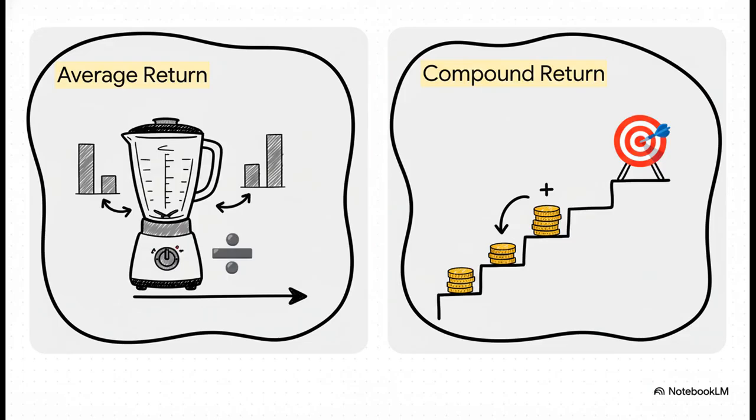The average return is kind of like a blender. It just tosses all the numbers in and mashes them together. But the compound return, that's more like climbing a staircase. It understands that each new step you take depends on where the last step ended. It respects the actual journey your money went on.